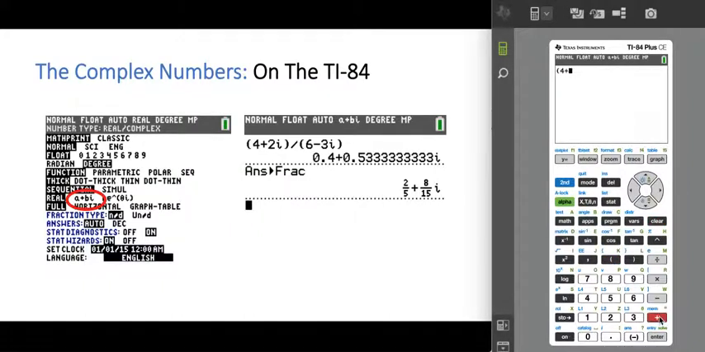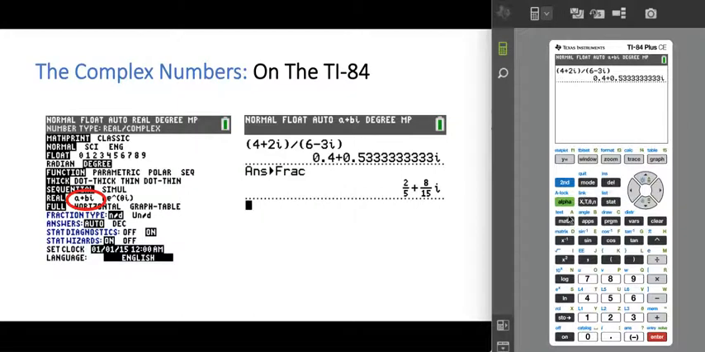So 4 plus 2i, and put that in parentheses. And then we're going to divide by 6 minus 3i. You got to make sure you're using the parentheses correctly. Now, when you press division, or enter, you're going to get this long decimal, which is not what you want.